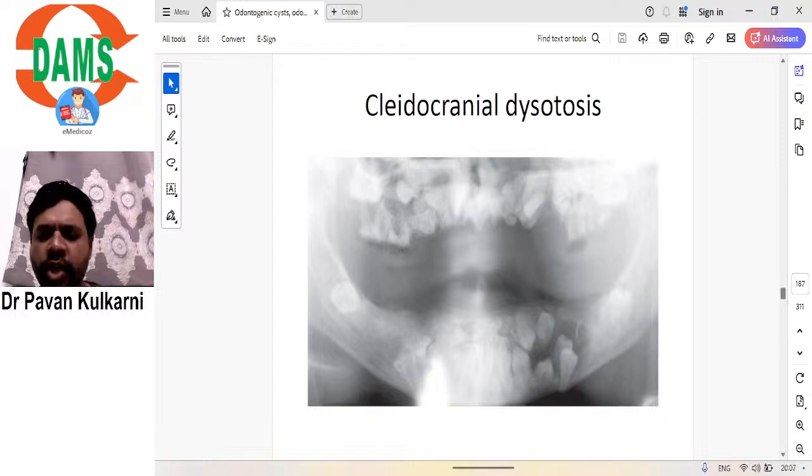Okay, cleidocranial dysostosis is one of the important bone diseases that we are supposed to understand. There will be multiple supernumerary teeth, multiple impacted supernumerary teeth, as well as a high risk for multiple dentigerous cysts also.